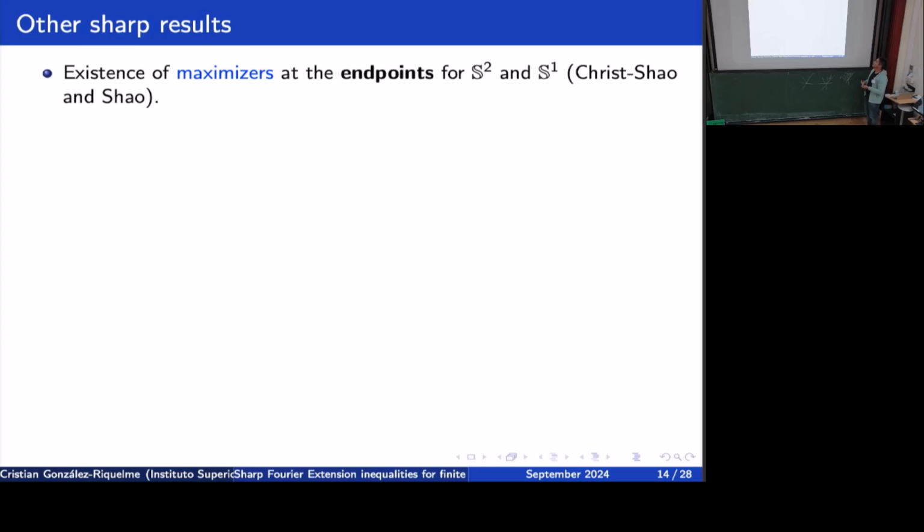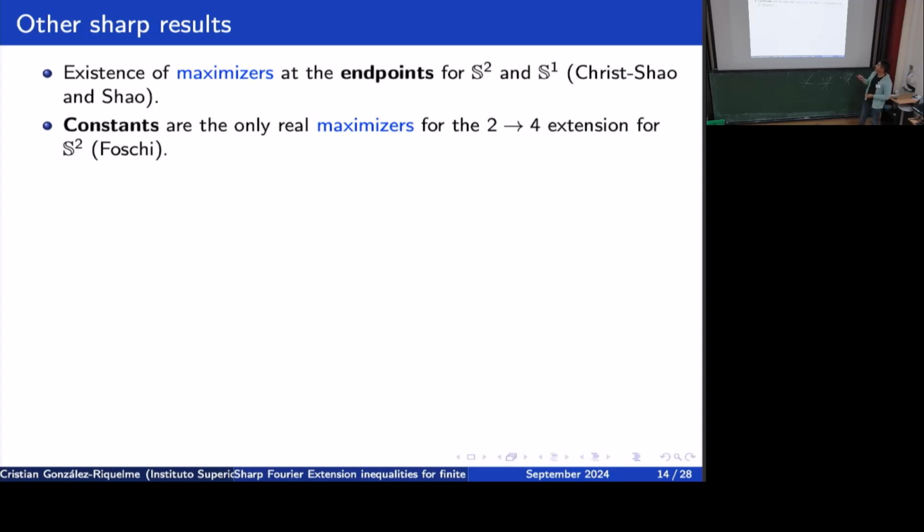Okay, there are other kinds of results. For instance, even trying to get the existence of a maximizer is not an easy task, in particular at the endpoints. So first it was proved by Chris and Shao in the two sphere that the maximizers exist. Then it was proved in S1 that an extremizer exists. It's a different problem. Okay.